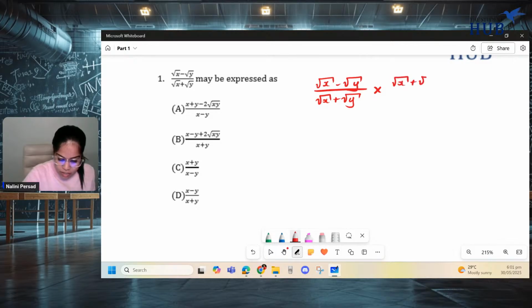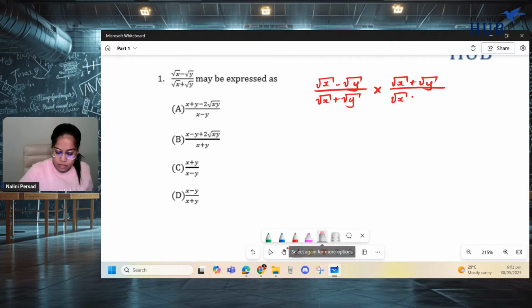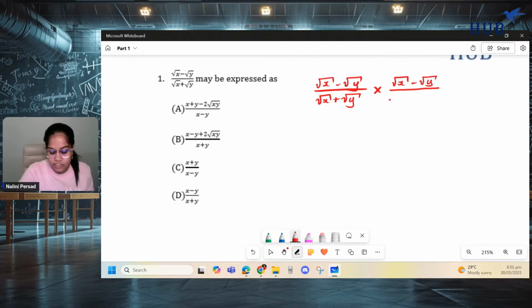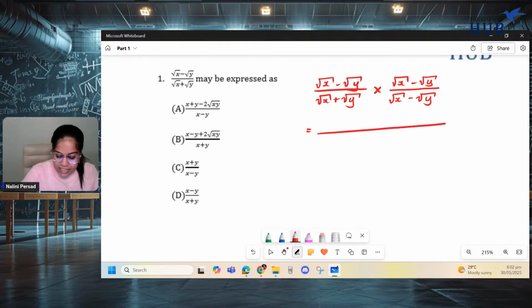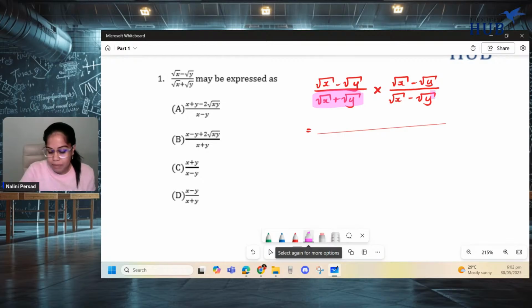You don't need to show working for paper 1, but you do need to write in a certain way that if you wanted to check over your work, you understood what you wrote down, right? So looking at the denominator, if I were to multiply something in the form a plus b multiplied by a minus b, that's a difference of 2 squares. So I get x minus y.